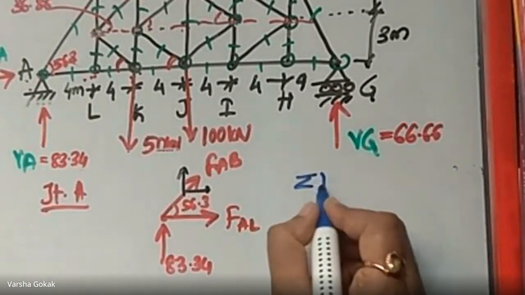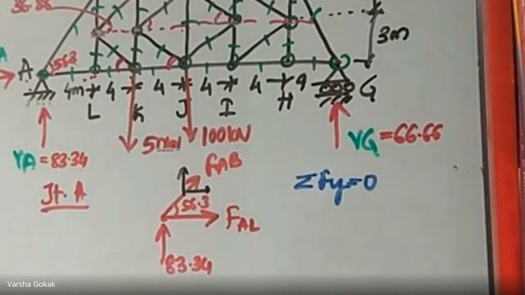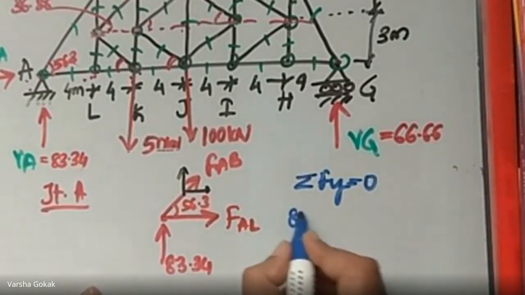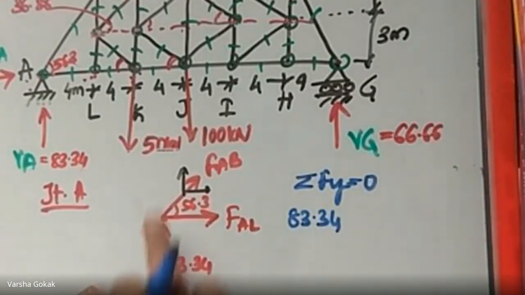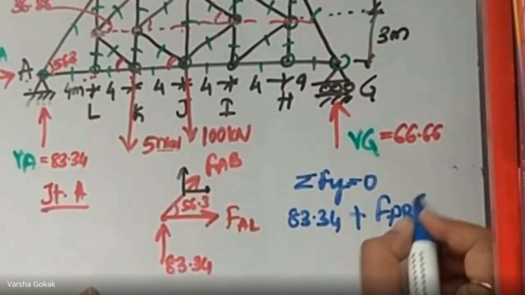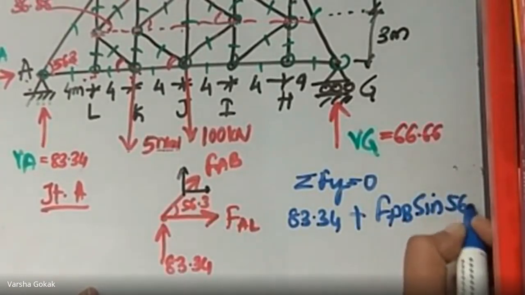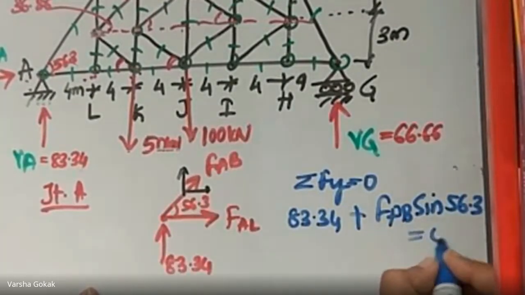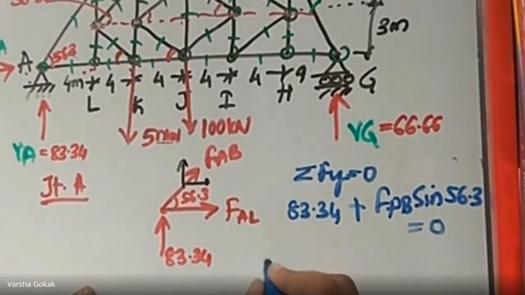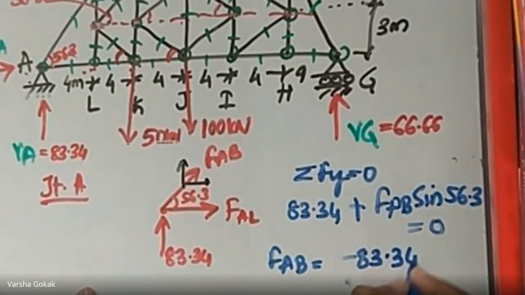So I'll start with summation Fy equal to 0 first. What all do I have? Plus 83.34, this upper one, and plus this one, FAB sine of 56.3. Any other vertical force? Nothing is there. So what is the value of FAB? FAB is going to be minus 83.34 divided by sine of 56.3. How much?